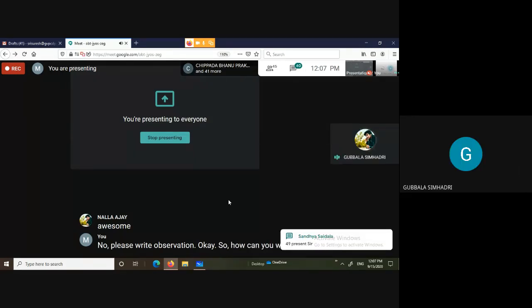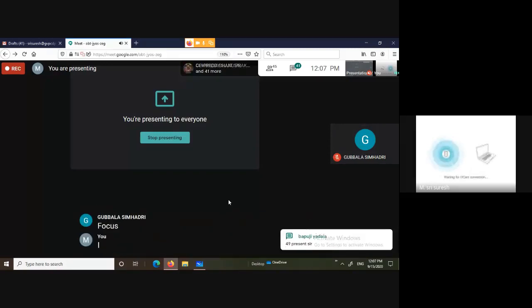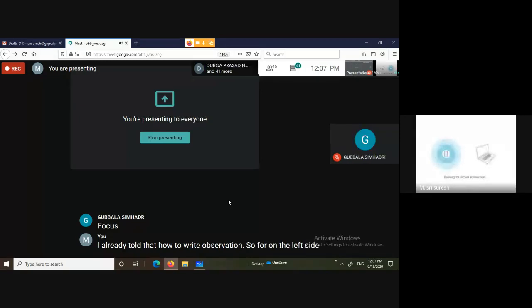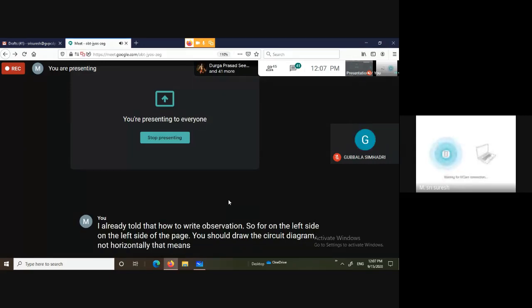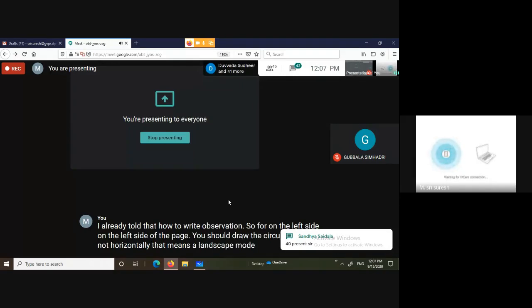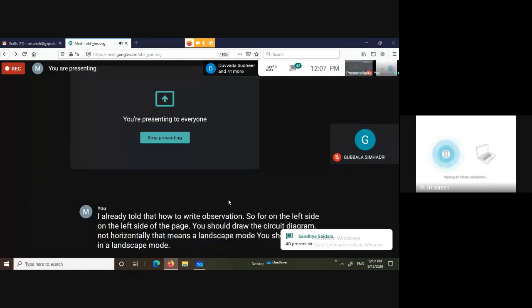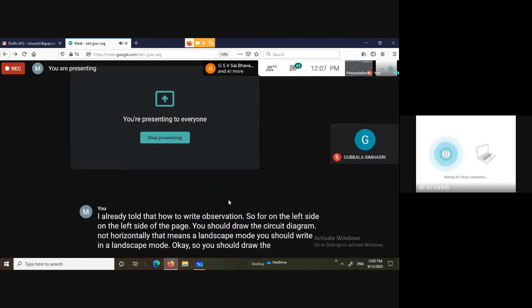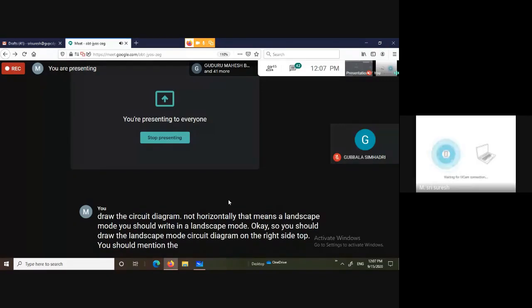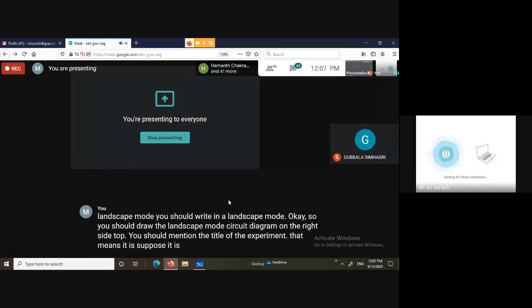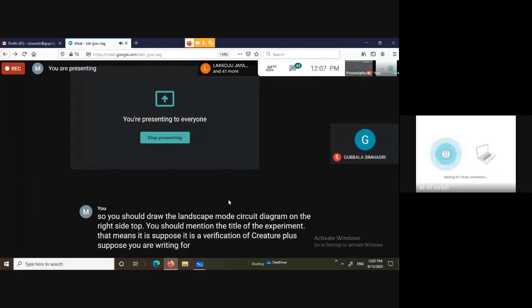So how can you write your observation? I already told how to write the observation. On the left side of the page, you should draw the circuit diagram, not horizontally, that means in landscape mode. On the right side top, you should mention the title of the experiment. Suppose you are writing for the verification of Kirchhoff laws, that is the title of the experiment.